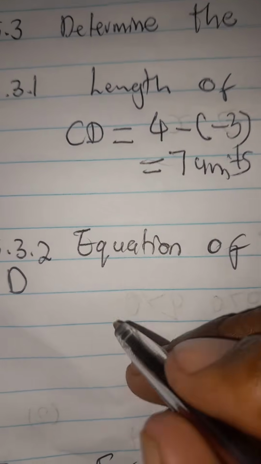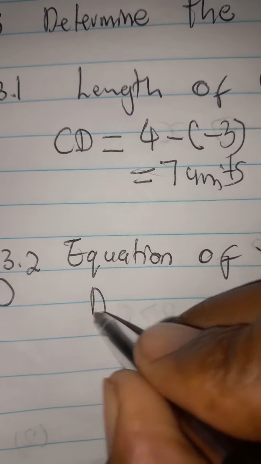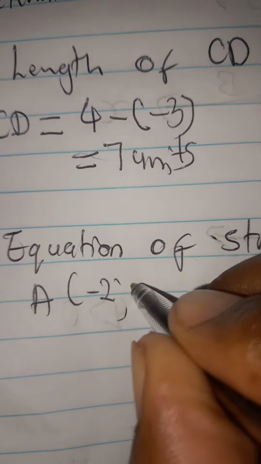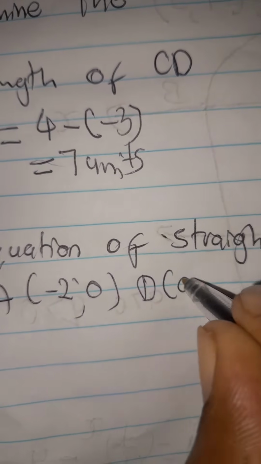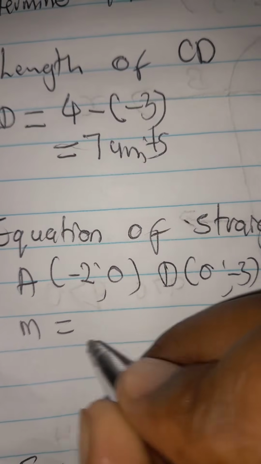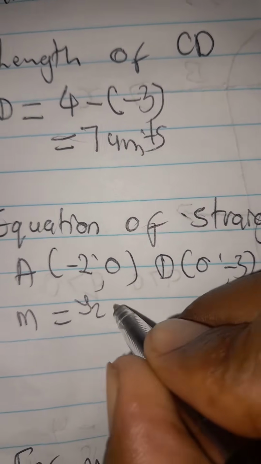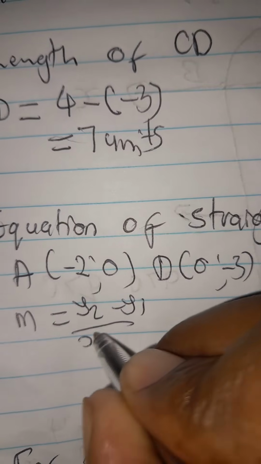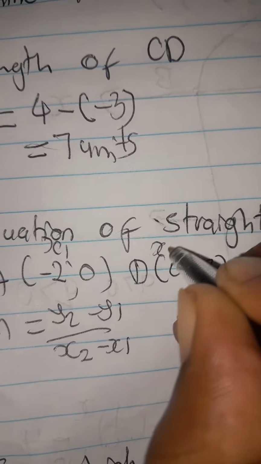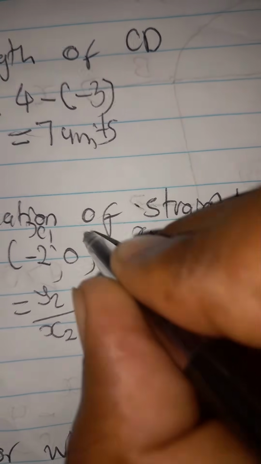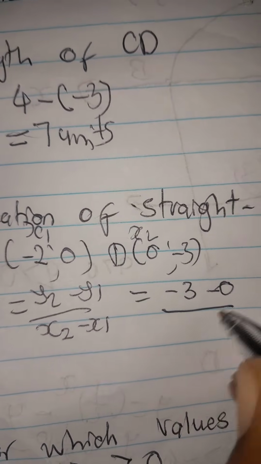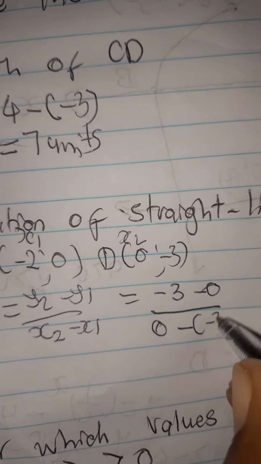First things first, we can write the coordinates. The coordinates will be negative 2 and 0, and remember that D was 0 and negative 3. So let's calculate the gradient: change in y all over change in x. Remember, change in y all over change in x, y2 minus y1 over x2 minus x1. So it's going to be negative 3 subtracted by 0, and 0 subtracted by negative 2.